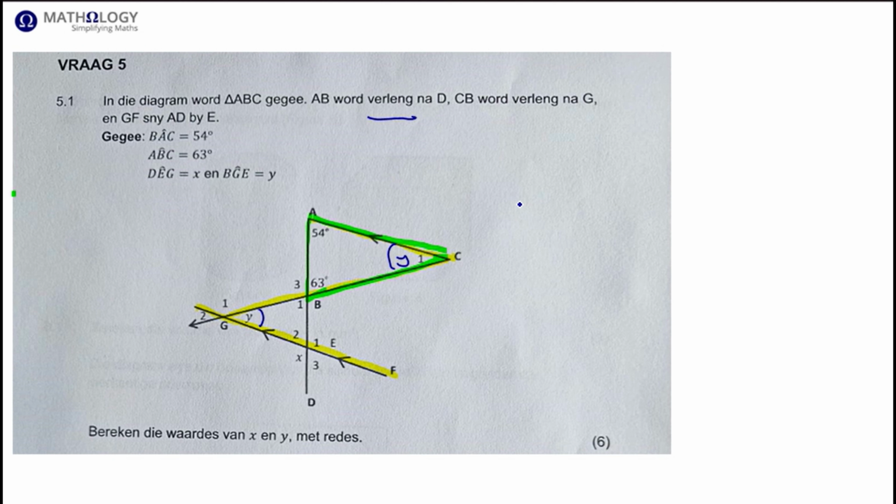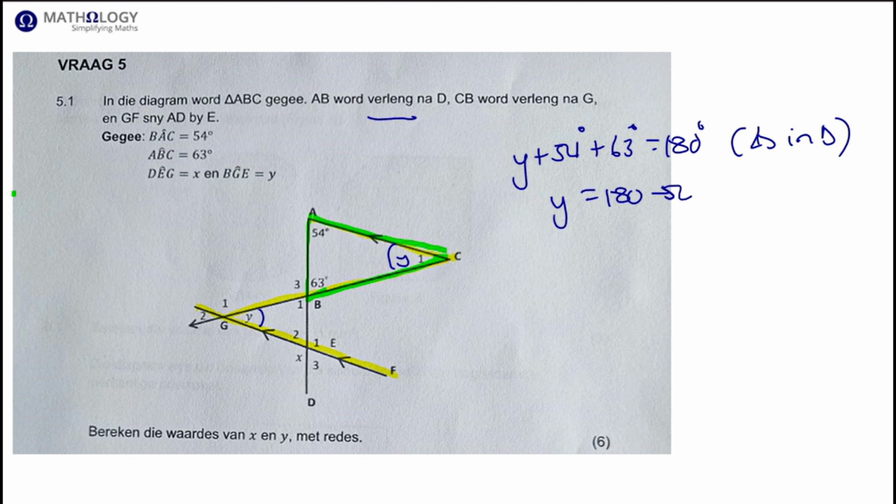So we can formulate a statement: the sum of the interior angles of a triangle adds up to 180 degrees. So Y plus 54 degrees plus 63 degrees equals 180 degrees. Angles in the triangle, Y therefore equals 180 minus 54 minus 63. So Y equals 63 degrees. So we've got Y, we just need to find X.